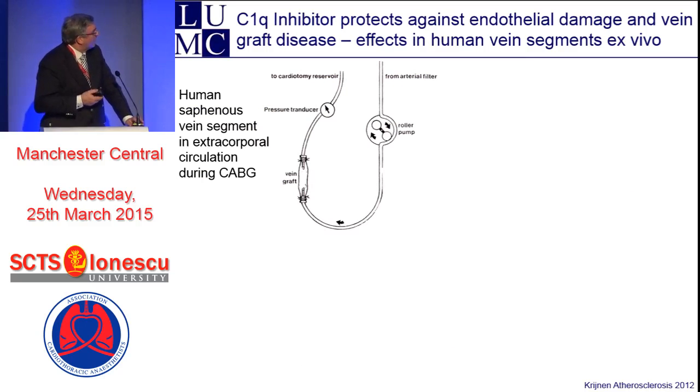or vein graft is not a proper word. What we use is saphenous vein segments, and we use them in an extracorporeal circulation system during CABG operations. So on a parallel pump, this vein graft segment was exposed to a blood circulation during 6 hours, and we could add our C1 inhibitor to this circulation and look at the effects.